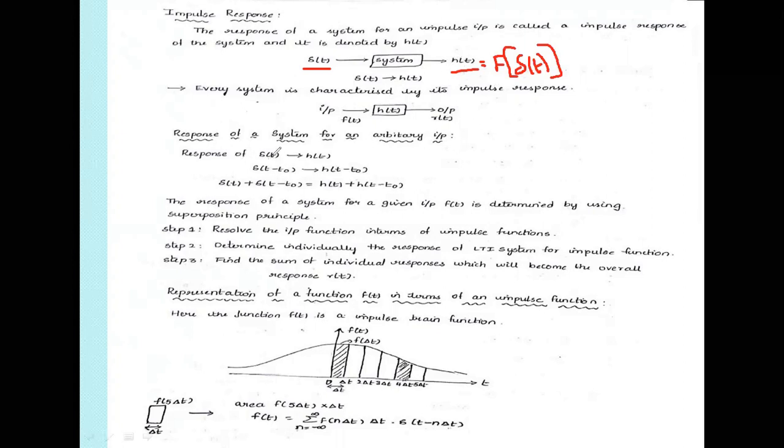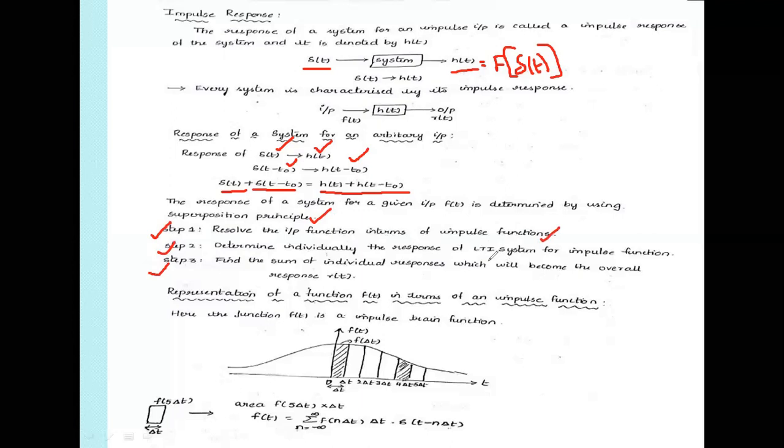Okay, if the response to delta of t is h of t, then delta of t minus t naught is also delayed, giving h of t minus t naught, which is nothing but a linear time invariant system. So x of t, combining delta of t and delta of t minus t naught, gives h of t plus h of t minus t naught. The response of the system for a given input x of t is determined by using the superposition principle. There are step 1, step 2, and step 3. First of all, step 1 is to resolve the input function in terms of the impulse function.